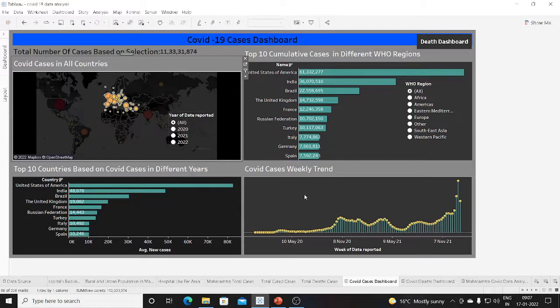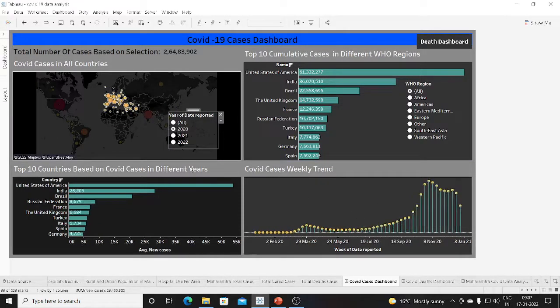Now let's see on a yearly basis. If I talk about 2020, then in the same weekly trend, a wave started in these countries after the month of 4th October. So you can easily understand that it was maybe the first wave for these countries in 2020, because COVID started in 2020. After 11 October 2020, there was a wave in these countries.